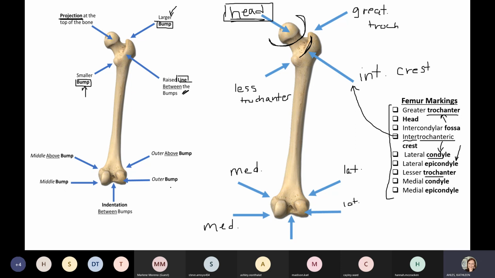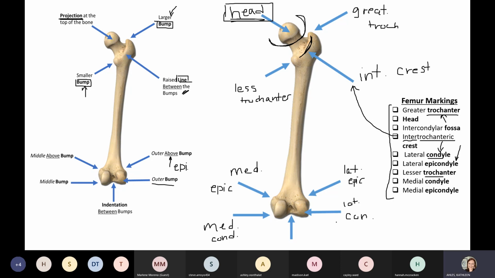Now we've got bumps. We've got one that's just called the outer bump. We've got another one that's called the outer above bump. Well, remember that the epidermis was above the dermis. So my above bumps are the epicondyles. Epicondyles. My bumps that are down below are the condyles. I'm glad you all are hearing me say this because, man, my writing is terrible today. So sorry.